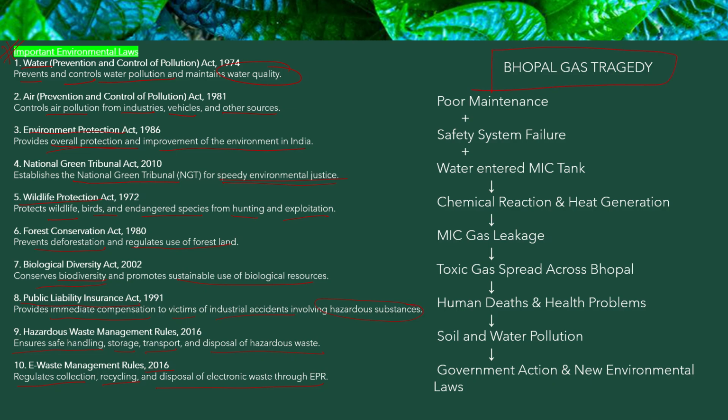Now, Bhopal gas tragedy. In this, remember poor maintenance, safety system failure, water entered the MIC tank, which led to a chemical reaction and heat generation. Then MIC gas leakage happened. Toxic gas spread across Bhopal, human deaths, health problems, soil and water pollution. Then came government action and new environment laws.